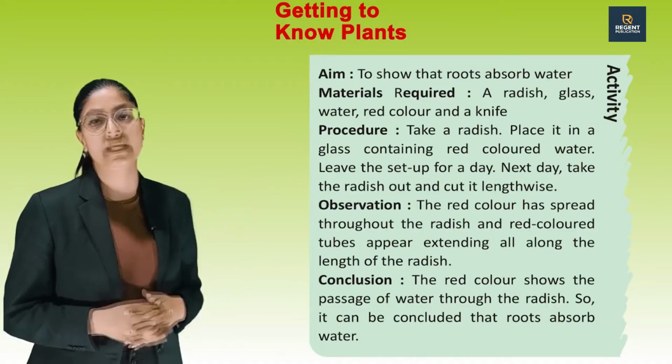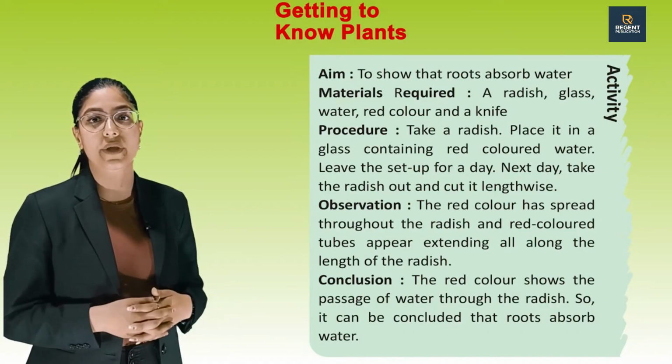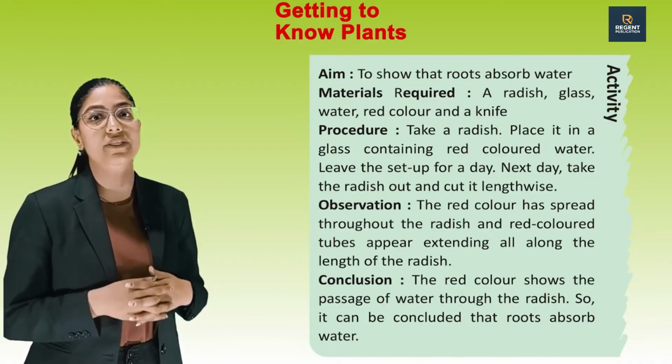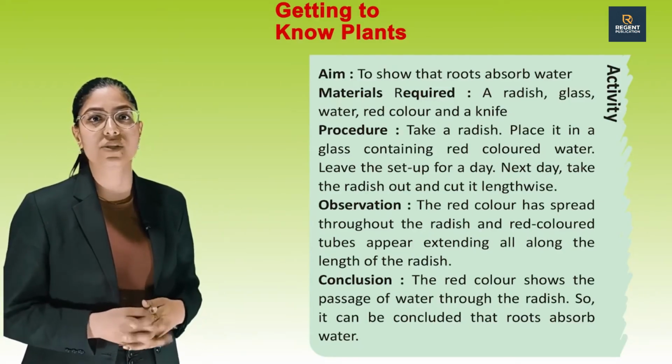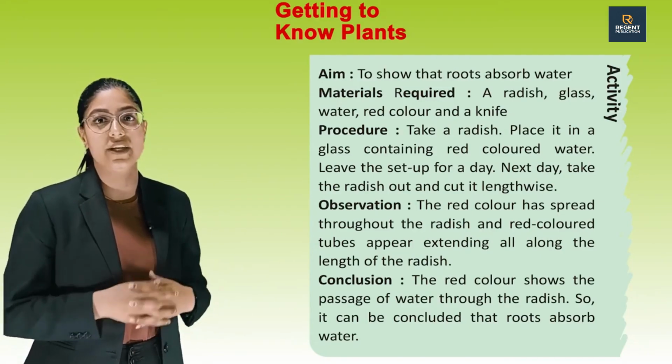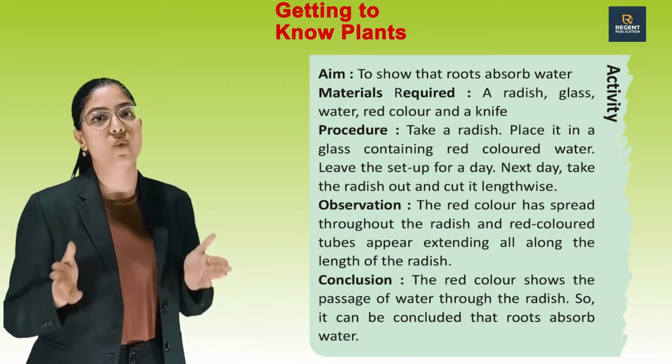Observation of the activity: the red color has spread throughout the radish and red colored tubes appear extended all along the length of the radish. Conclusion: the red color shows the passage of water through the radish. So it can be concluded that roots absorb water.